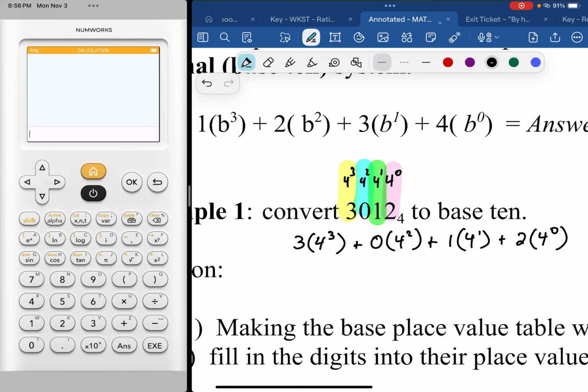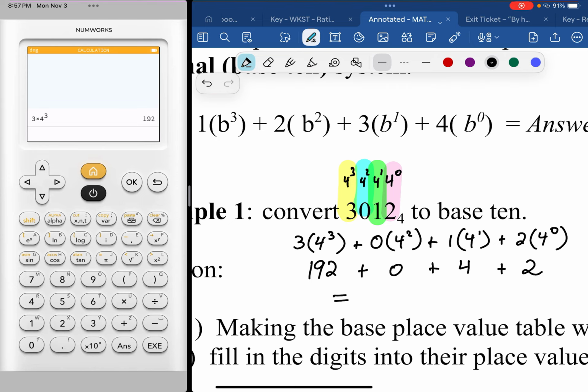Some of it's not going to be bad because 0 times anything is 0. All right. So this would be 1 times 4, which is 4. 2 times 1, because anything to the 0th power is 1. So 2 times 1 is 2. And we just need 4 to the third, which is 64, times 3. So I think that's 192, but I'll just verify. Yeah, 192.